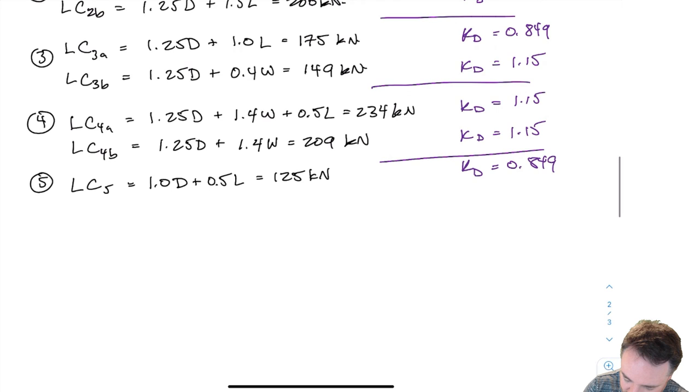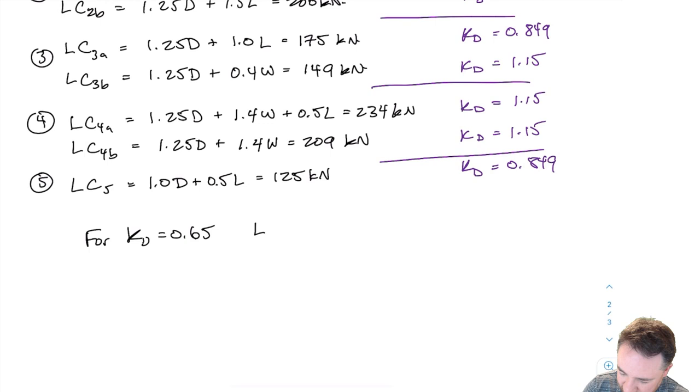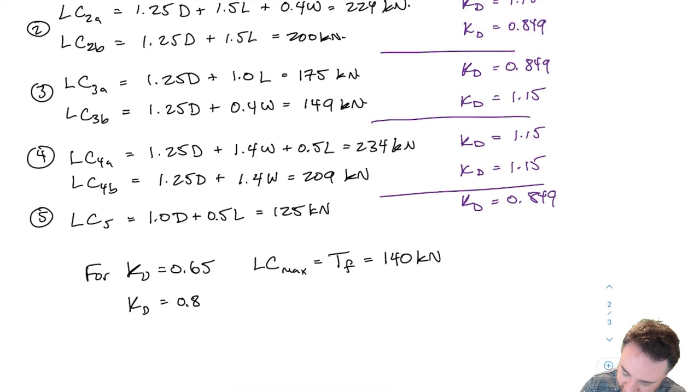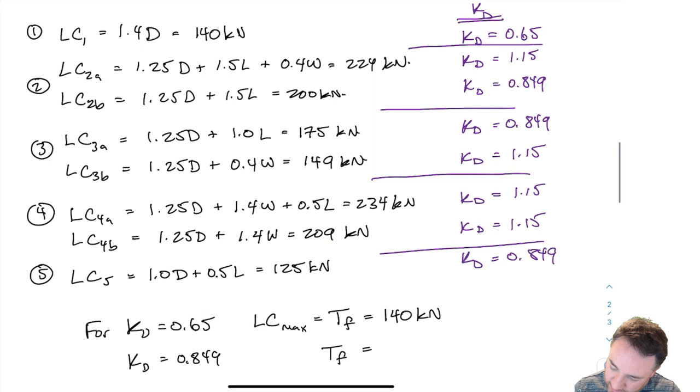So I could say for KD equals 0.65, LC max, so this is basically a factored tension, TF equals 140 kilonewtons, right? And I can do the same thing for 0.849. TF is going to be LC2B, right? It's the one with 0.849 that has the largest load, right? So this one's going to be 200 kilonewton.